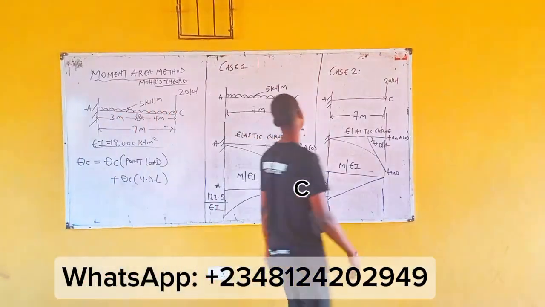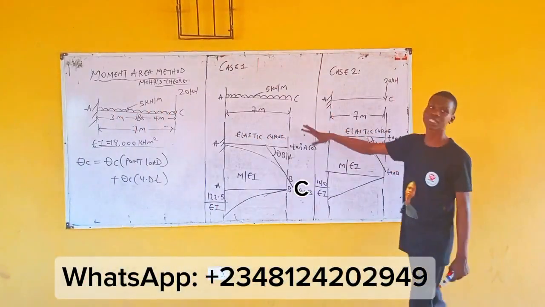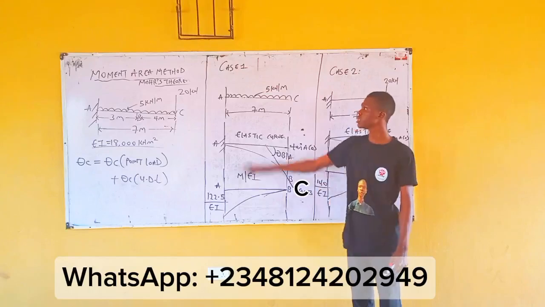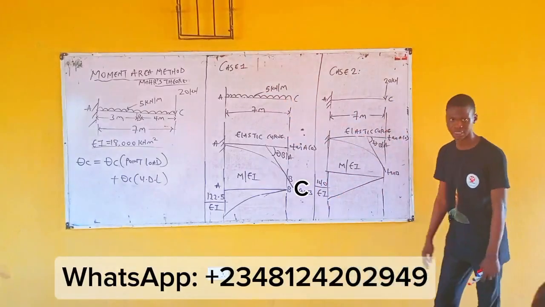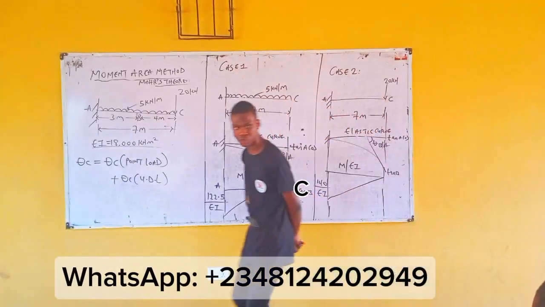Now, this is our sketch. We've made the sketch of case 1, meaning due to UDL, this is my sketch. Due to point load, this is my sketch. Now, let's calculate the slope. What is the slope saying?